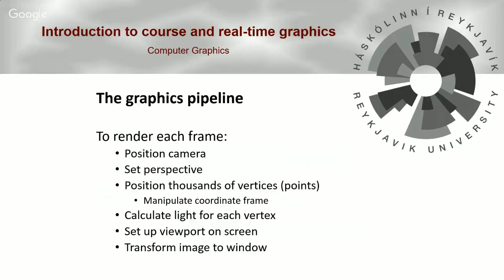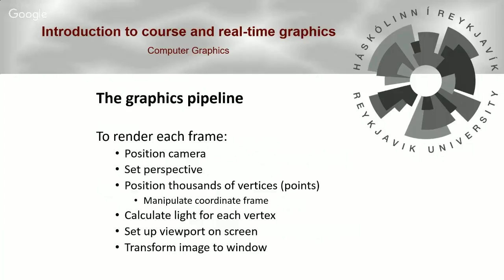And to do these things and position these objects, we need to manipulate the coordinate frame or the coordinate system that we're working in for each point, calculate the light, and after we've done this, we need to set up some viewport on the screen, say this is where we want this to be on the screen. Either it's full screen and it takes the entire screen, or it's part of your window. And then we need to take the image that is rendered out of the 3D and move that onto the 2D screen that we have.